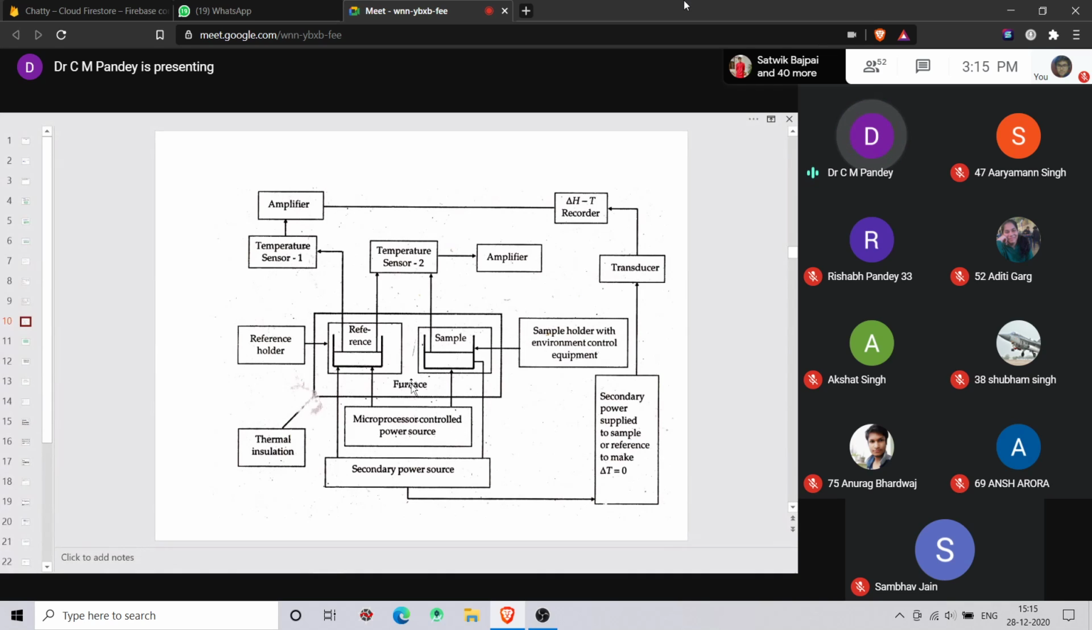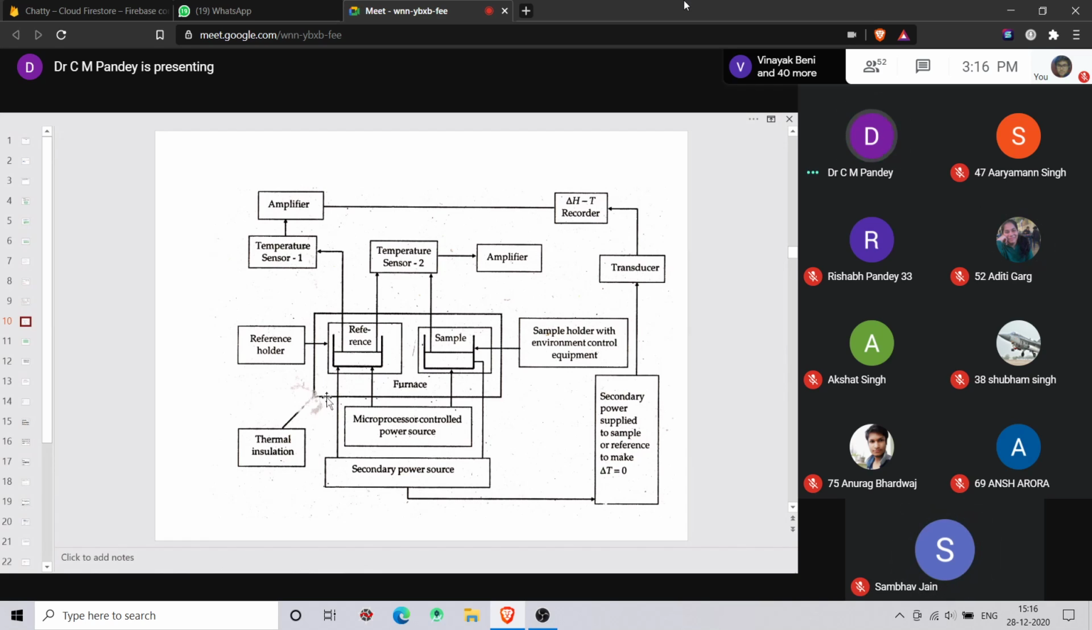You will see that the instrumentation is similar to that of, yes, anyone? The instrumentation of DSC is similar to that of, anyone? TGA, DTA. It's similar to DTA, differential thermal analysis, not TGA.